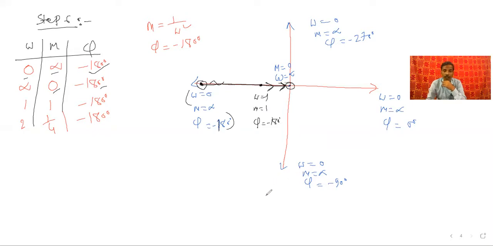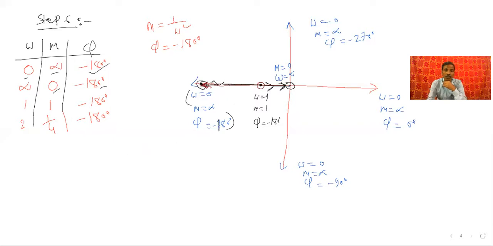Then draw the Nyquist plot. What is the Nyquist plot? Just the mirror image. This is the mirror image. So this is the Nyquist plot, and this is the ending point. Draw a contour around the minus 1 plus j0 point. This is the minus 1 plus j0 point.